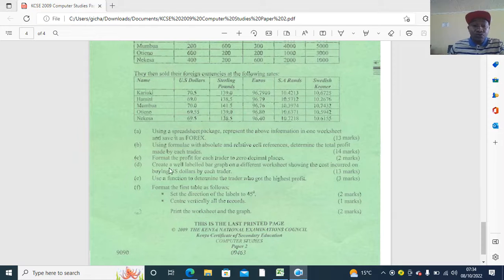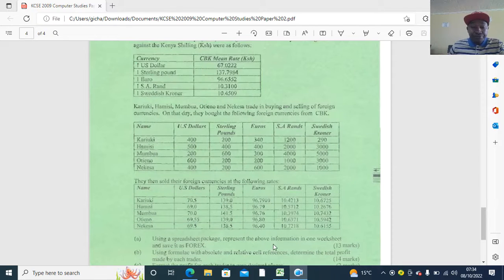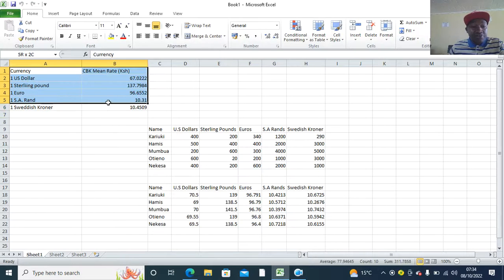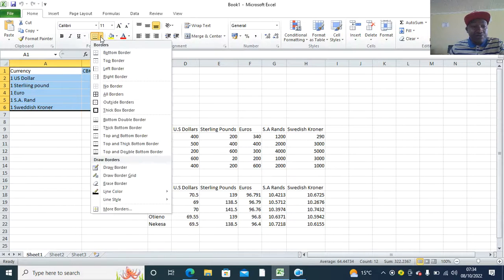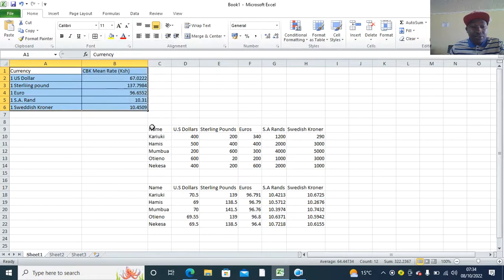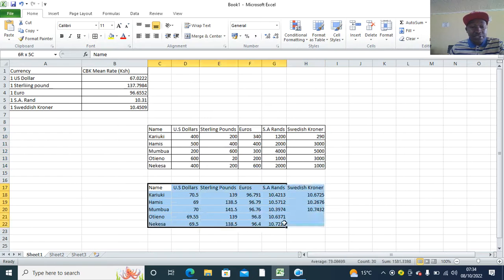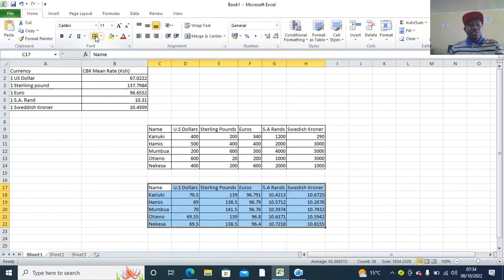So I want us to go through this paper. I have already typed that data. So once you type this data, it is good to have it with borders. So you just go to this point and put borders. Also highlight this one, click the borders. Also highlight the next one and click on borders. So guys, let's answer the questions.